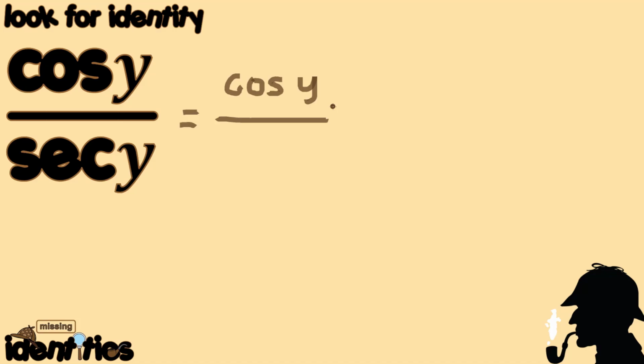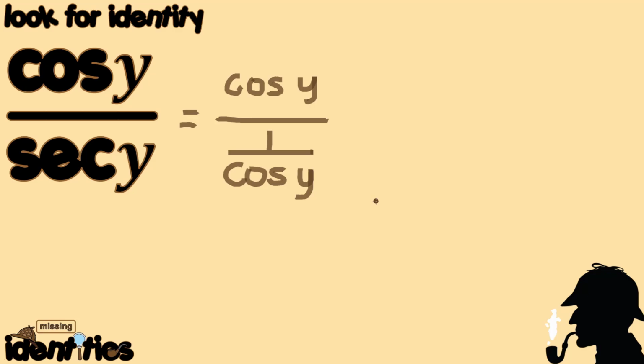We know that the secant y is the reciprocal of cosine y. In short, we can express secant y as 1 over cosine y. So this is the first step in simplifying or looking for the identity of this given item. The cosine y in our numerator stays as it is, but the secant y in our denominator is converted into a form involving cosine y.